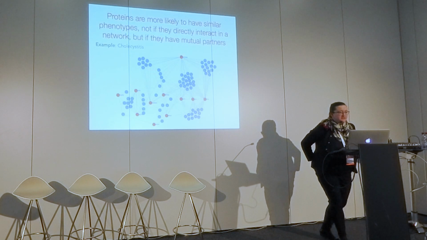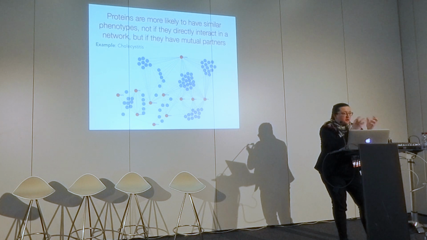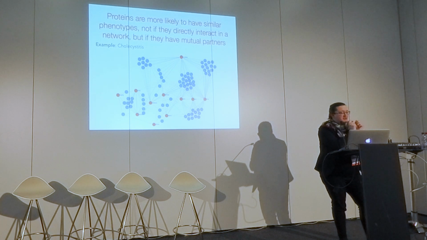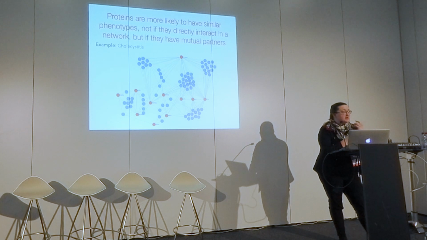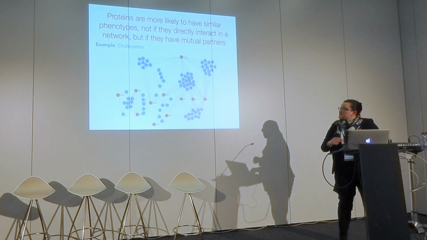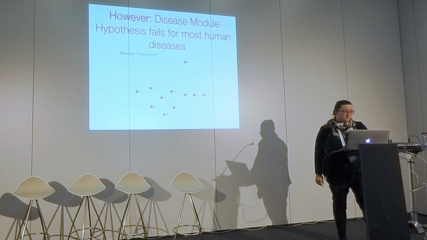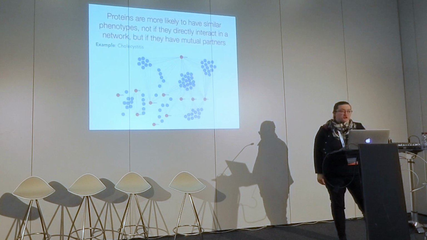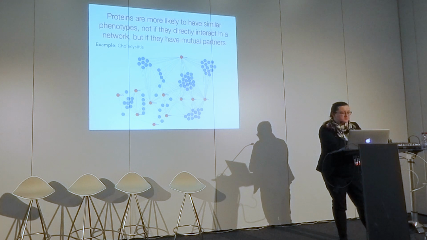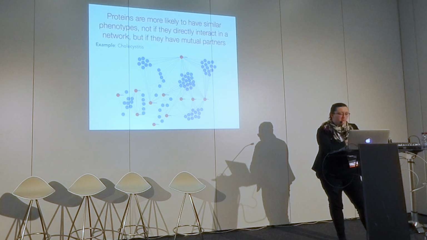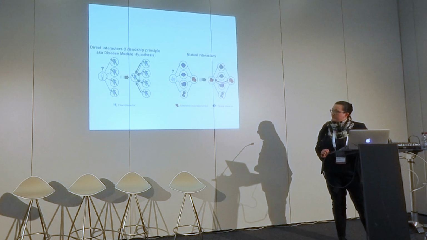So what we figured out is that proteins are actually more likely to have similar phenotypes, so have similar neighbors, not if they directly interact with each other, but if they have mutual common neighbors. This is the same disease I showed in the previous slide. You see there are no edges between disease proteins. But if we show common neighbors, which are those blue nodes here, all of a sudden what we get is a disease pathway. So what this now means, or fundamentally what it shows, is the following.